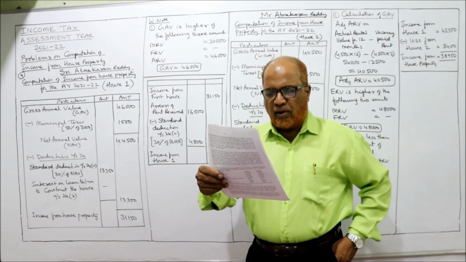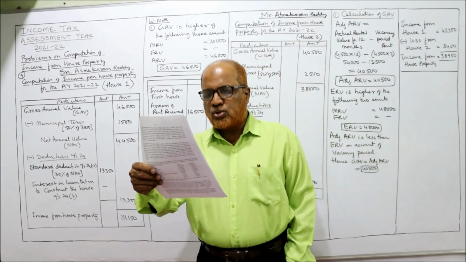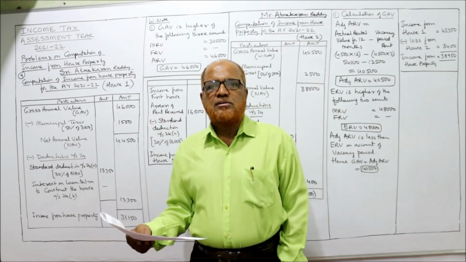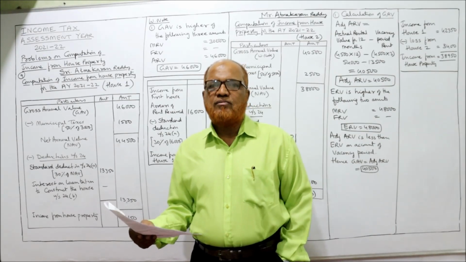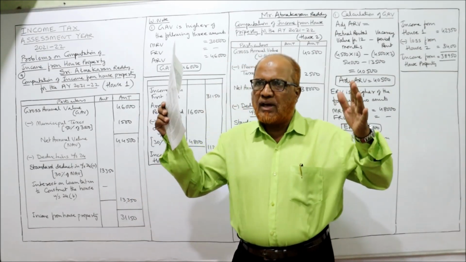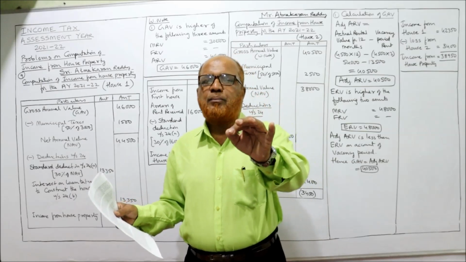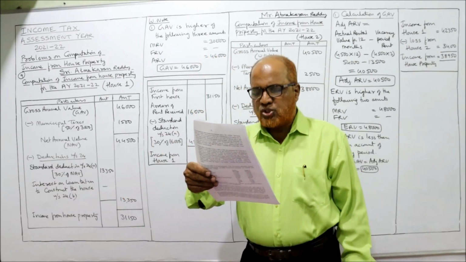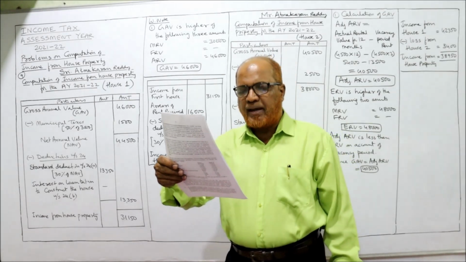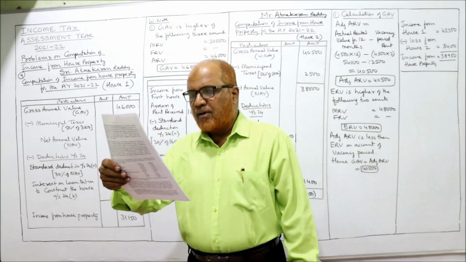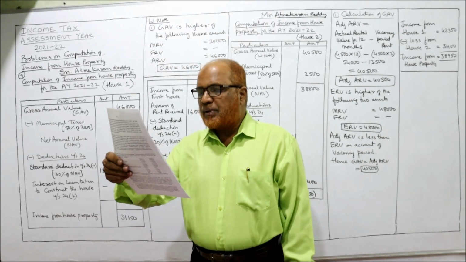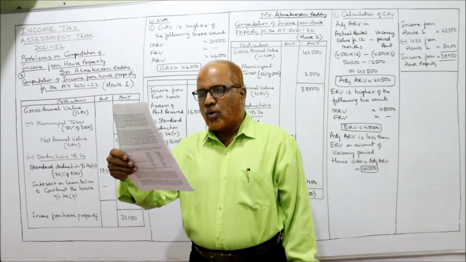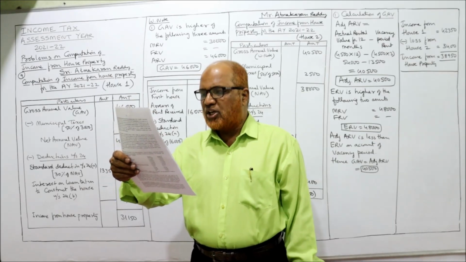Then he claims the following deductions. For the first house, municipal taxes 3,000. Actually he paid 3,000 rupees, so he wants the complete 3,000 as deduction. No, municipal taxes of the house is 3,000. 50% will be paid by the owner, so 50% will be allowed. Repairs 12,000, ignore. Brokerage paid to get the tenant, ignore. For the second house, municipal taxes are 5,000. Again 50% will be allowed. Repairs, ignore. Rent deed registration charges, ignore.